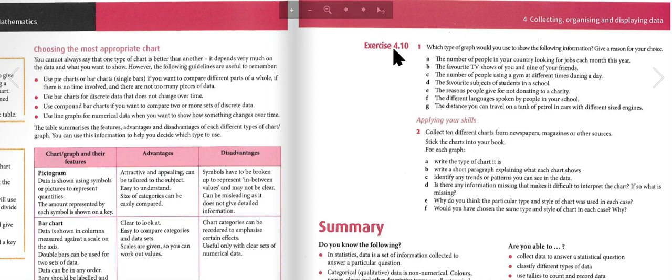Exercise 4.10. Which type of graph would you use to show the following information? Give a reason for your choice. The number of people in your country looking for jobs each month this year. The favorite TV shows of you and 9 of your friends. The number of people using a gym at different times during the day. The favorite subjects of students in a school. The reasons people give for not donating to a charity. The different languages spoken by people in your school. The distance you can travel on a tank of petrol and cost of different size engines.